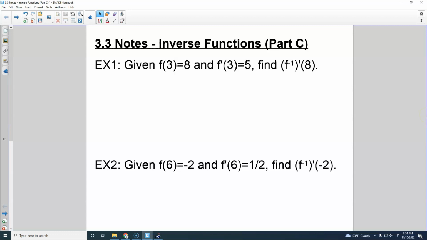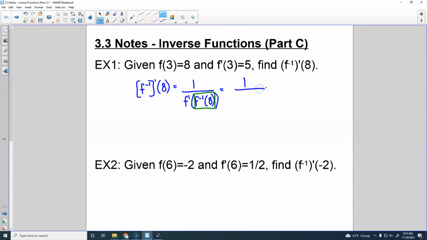Okay. All right. So if we are given f of 3 equals 8 and f prime of 3 equals 5, we're supposed to find f inverse prime of 8. If we are using that formula, f inverse prime of 8, then we will have 1 over f prime of f inverse of 8. And that means we've got to do f inverse of 8 first. What would f inverse of 8 be?